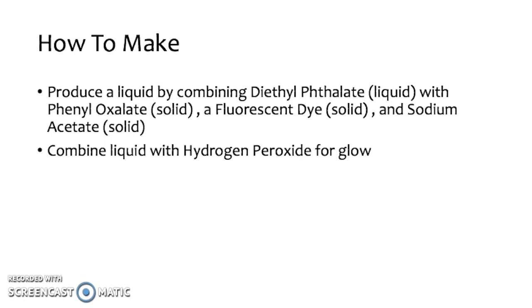Once you combine the liquid containing the diethyl phthalate, the phenyl oxalate, the dye, and the sodium acetate with the hydrogen peroxide, the chemical reaction will start and you will get a glow. In glow sticks that you can buy in store, the liquid containing the phenyl oxalate and dye is separated from the hydrogen peroxide until you want the reaction to begin.